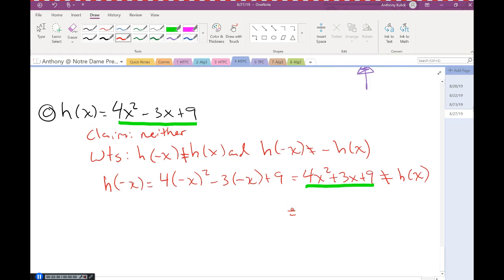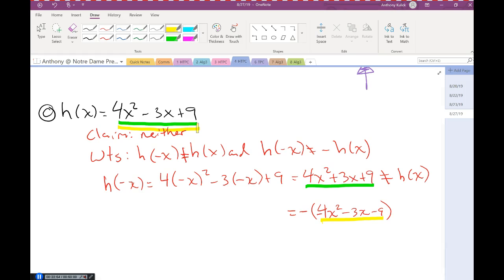If I take that 4x squared plus 3x plus 9, and I take a negative sign out of it, I would then want to compare this to h of x. Is that the same?